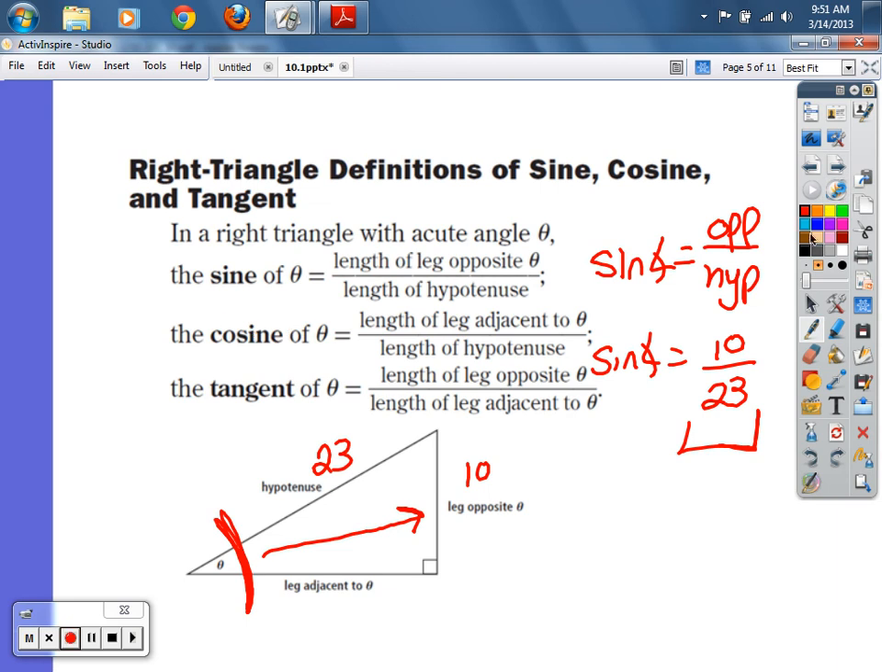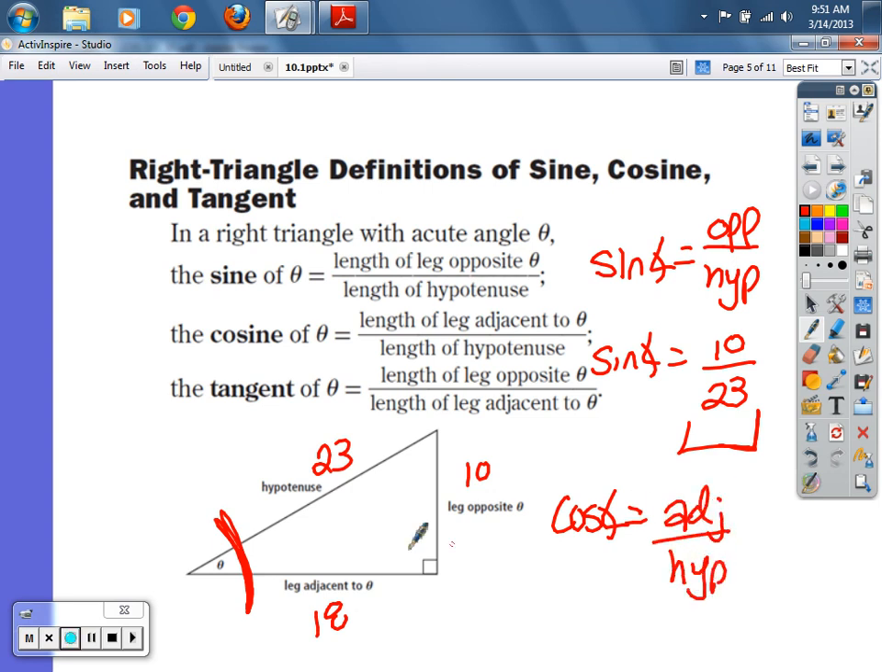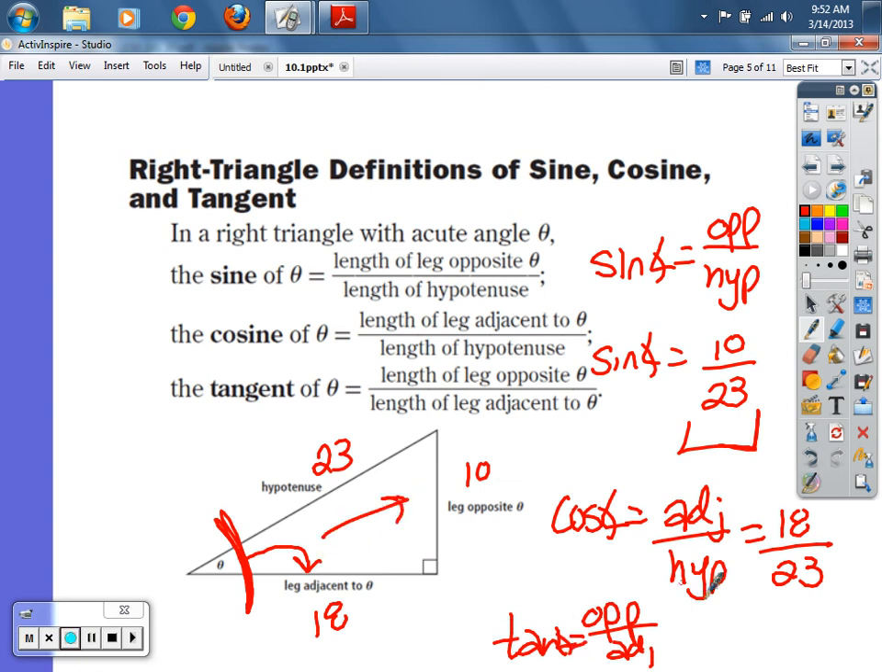Okay? Cosine of the angle is, let's say that's 18. Just making these up. Adjacent over hypotenuse. Adjacent means next to, so I go to my angle. What is next to it? Oh, it's 18. Hypotenuse still 23. Again, 18 over 23. Get a decimal version, go to the cosine column, I can figure it out. Tangent is opposite over adjacent. Opposite would be 10, adjacent would be 18, so that's 10 over 18.